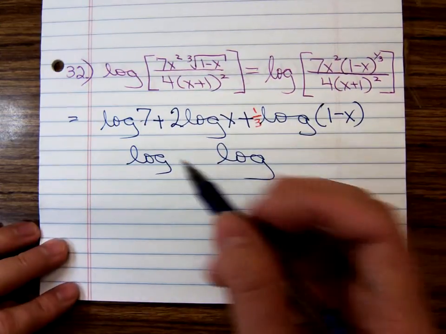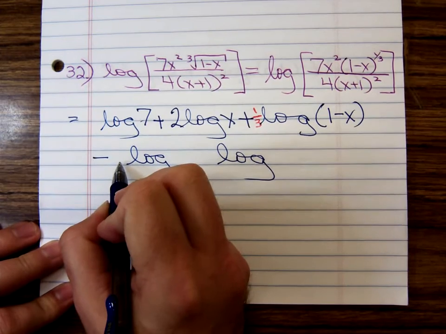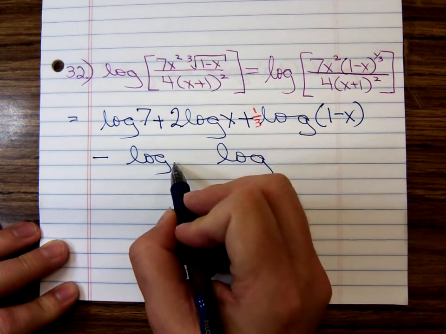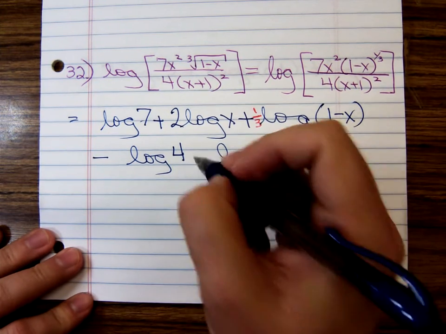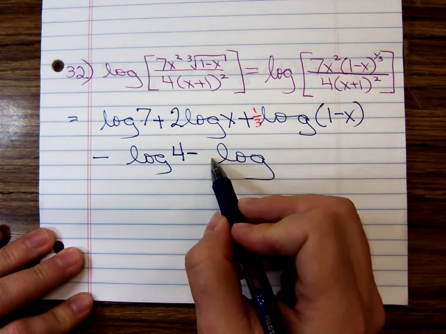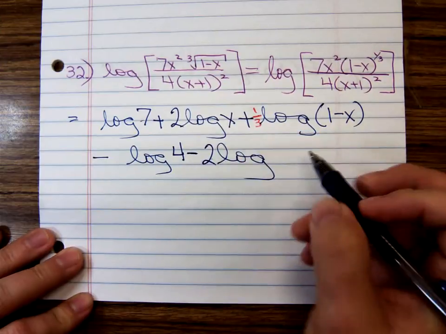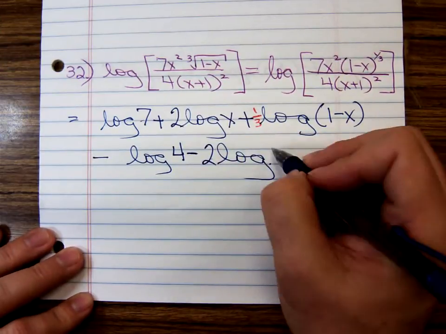Minus, we're moving down to the denominator. Do we have a number here? No. 4. Log 4, okay. Plus or minus? Minus, do we have a number here? 2. 2, I agree. Log x plus 1.